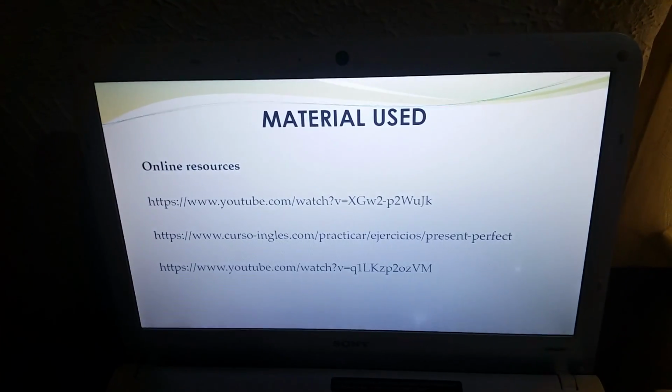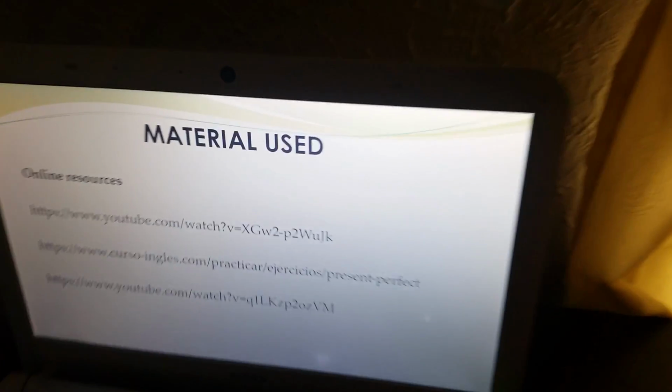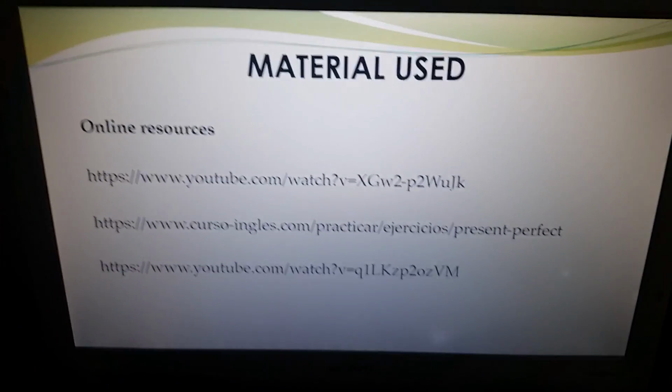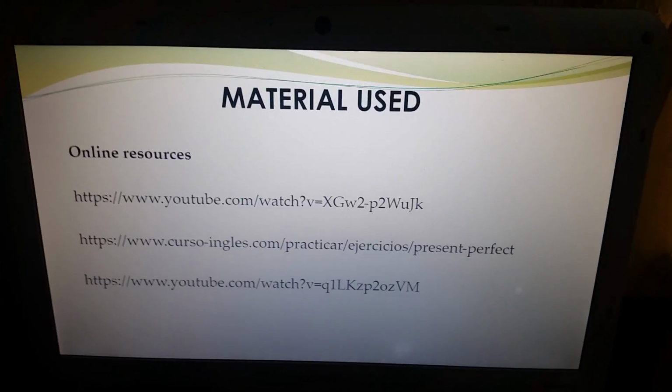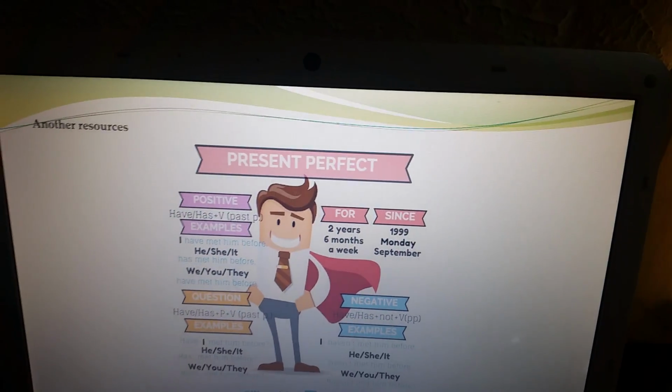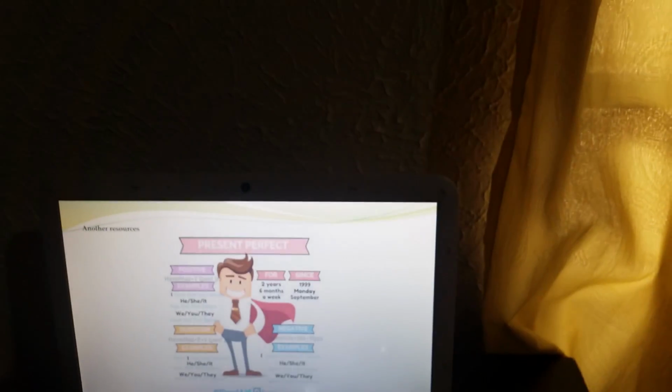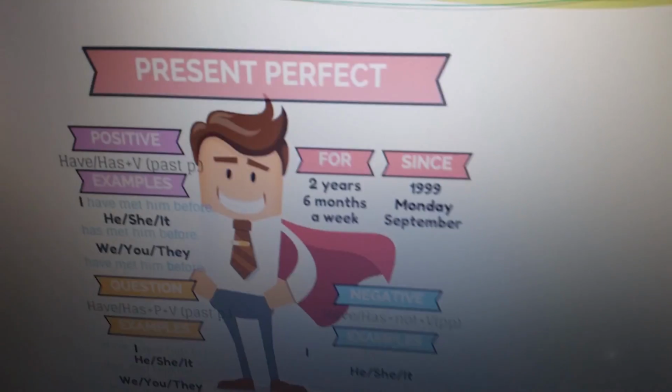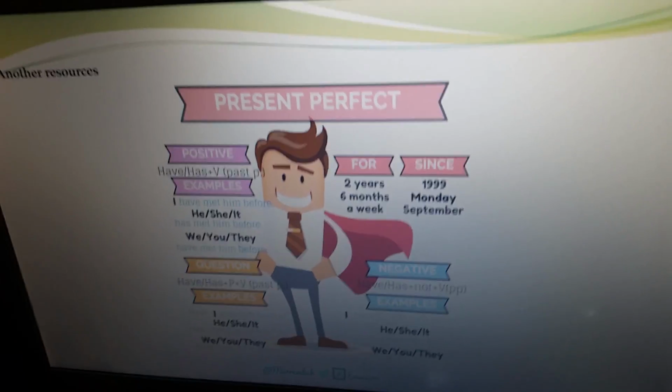Now I want to show you the material that I've used to develop the lesson plan. We have three online resources. In this resource there is a lot of information, a lot of exercises, a lot of activities that the students can use to learn this topic. Here I have another resource that we can use to teach the students how to use the present perfect.